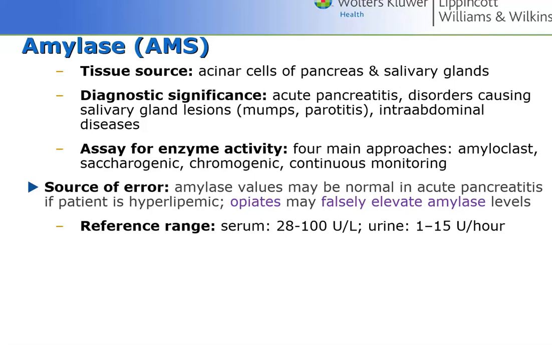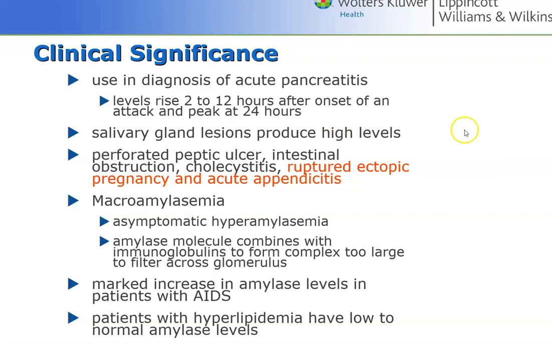There are cases where your amylase value will not be increased, and the person has pancreatitis anyway. That would most commonly be because they've got hypercholesterolemia. They've got a lot of triglycerides and a lot of lipids in their blood to begin with. If it's a lipemic specimen, you may have to clear it by ultracentrifuging it before you can do your amylase. That may or may not help with the situation. Morphine and opiates can increase your amylase values. So what we have in addition to amylase is something called lipase.